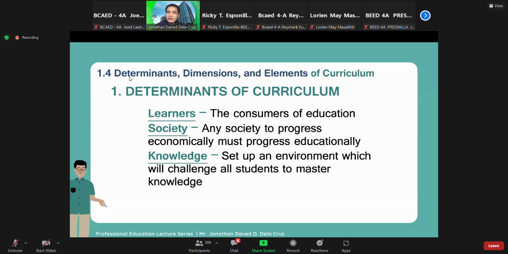When we plan, it's important that we recognize the different determinants of curriculum. The determinants of curriculum, unang-una sa lahat ay learners. Okay? If you see a question, which determinant of curriculum ang may pinakamalaking factor, it would always be the learners. Learners po ang may pinakamalaking factor ng changes natin sa curriculum or curriculum planning.